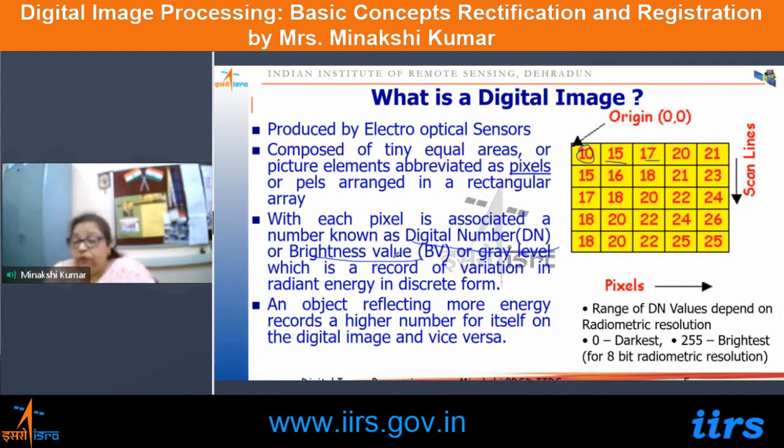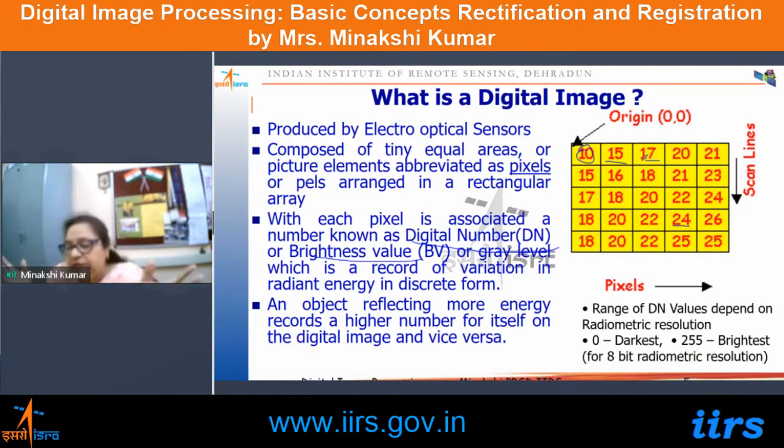Now, the concept would be similar to my analog images. An object which reflects more energy in the previous slide had a brighter image. Here, it will have a higher number. An object reflecting less energy would be having a low digital number. So, this is the structure of a hypothetical image which I am showing here. Small image, 5 rows and 5 columns.